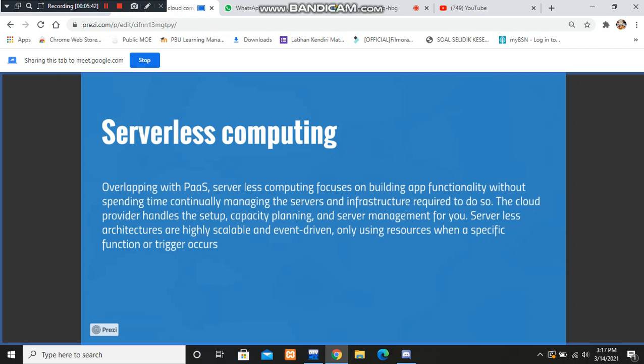Serverless computing. Overlapping with PaaS, serverless computing focuses on building app functionality without spending time continually managing servers and infrastructure required to do so. The cloud provider handles the setup, capacity planning, and server management for you. Serverless architectures are highly scalable and event-driven, only using resources when a specific function or trigger occurs.